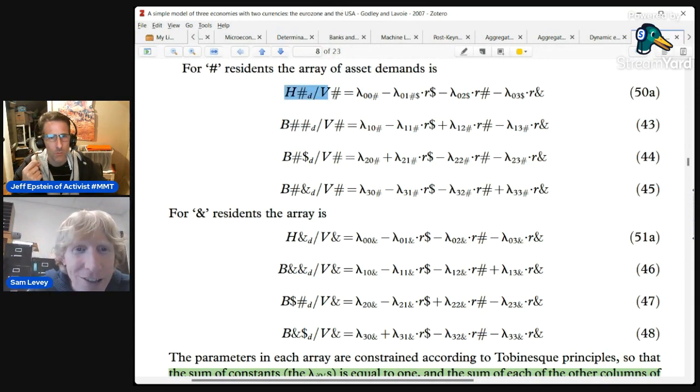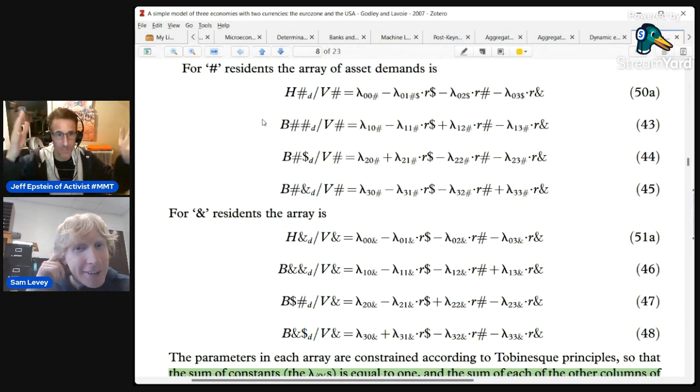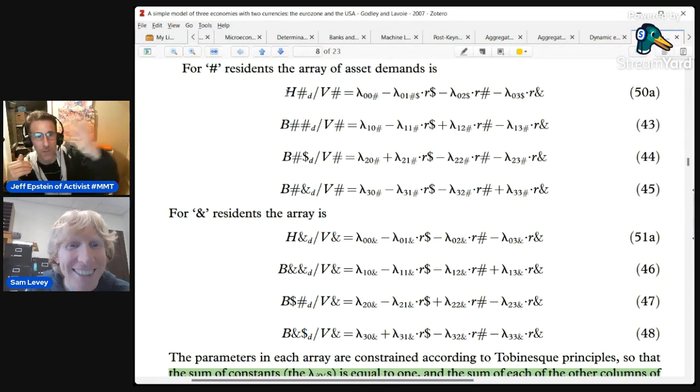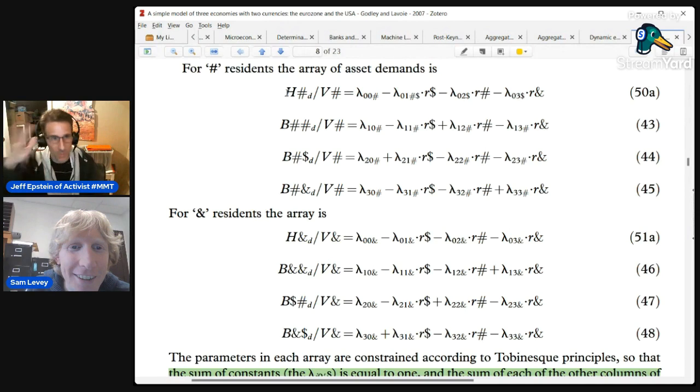So if you took this H over V and you added up this B over V plus this other B over V plus this other B over V, that is going to add up to 1, because the top adds up to 1 and the bottom is equal to the value of the hashtag. In the context of the hashtag, that is the total wealth of the hashtag country. Instinctually, the top has to add up to 1 because that's the total amount of stuff from the rest of the world.